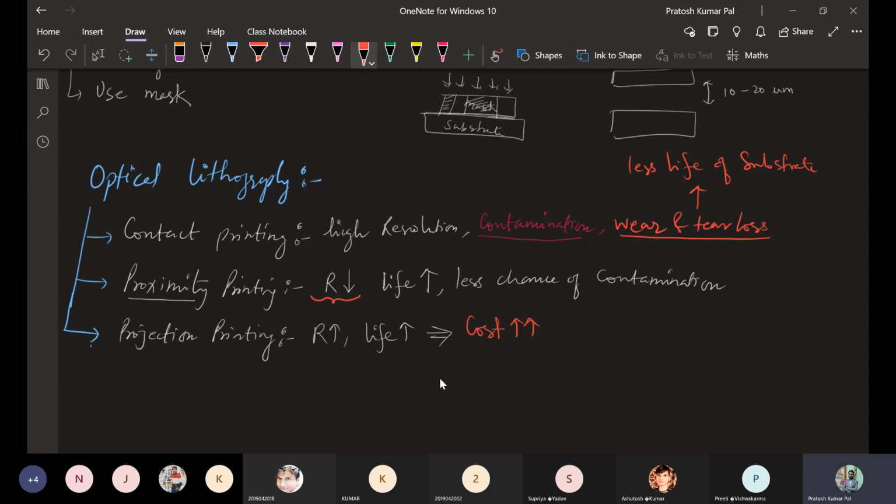So these are the different types of optical lithography: contact printing, proximity printing, and projection printing. Based on our requirement and application, if we require high resolution, we will use contact printing, or if cost is not a parameter and we have sufficient budget, we can use projection printing. So we can use either method for lithography. This is all about optical lithography.